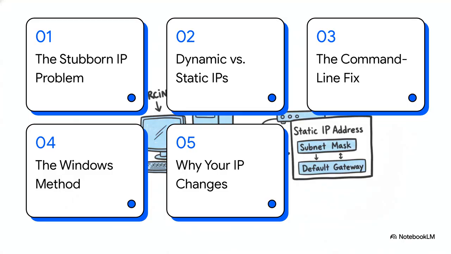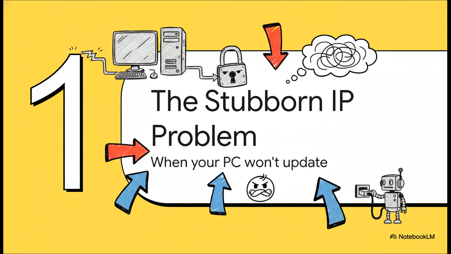So here's our game plan. We're going to start by really nailing down the problem we're talking about. Then we'll do a quick dive into the difference between IP types. After that, I'll walk you through 2 different fixes step by step. And finally, we'll get into the why this happens in the first place. All right, first up, let's just make sure we're all on the same page about this incredibly frustrating issue.